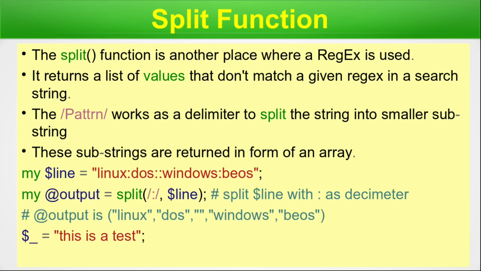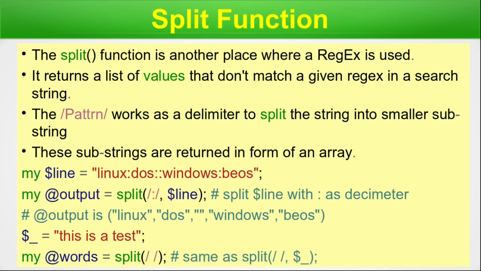Next one, $_ is equal to "this is a test", and my @words is split with respect to a space. This is the same as split and then $_. The purpose of showing this line is that split can take $_ by default. If you use the regular expression within the two slashes and you do not specify the second argument, that means split is taking $_ as the string on which it has to operate. So this can come as an interview question also. So guys, we are done with the split function here.